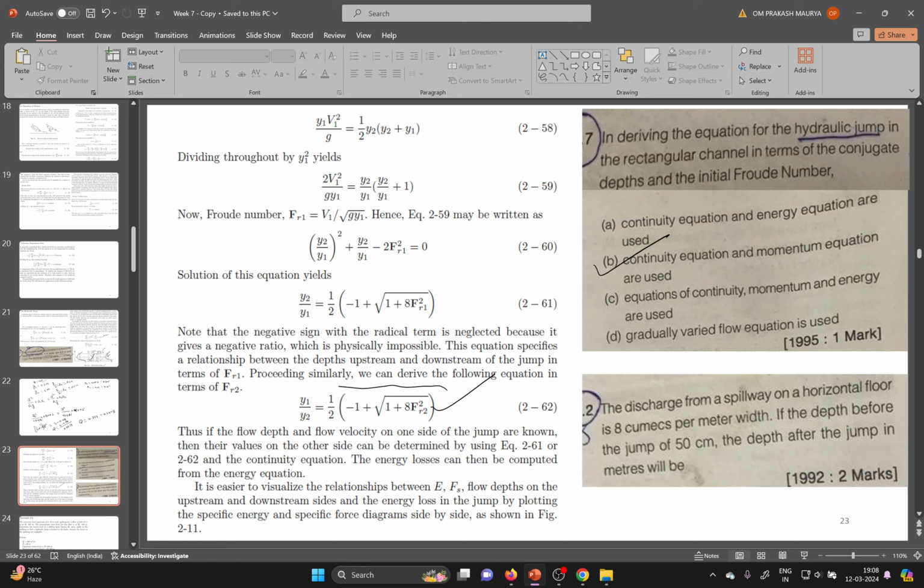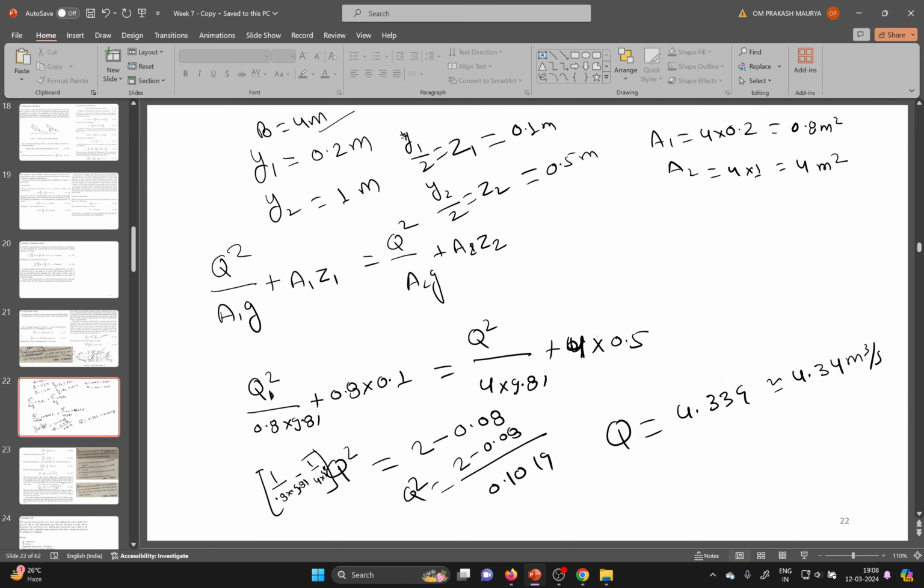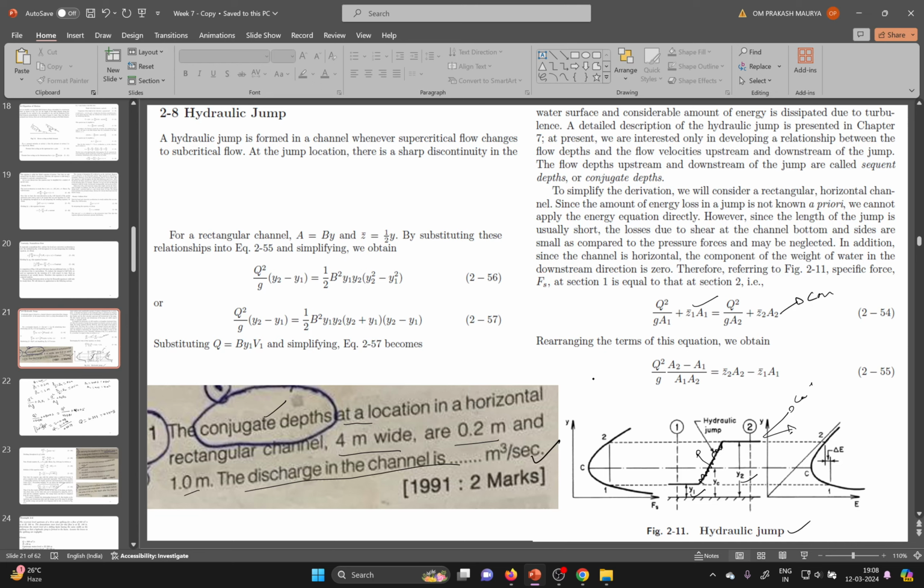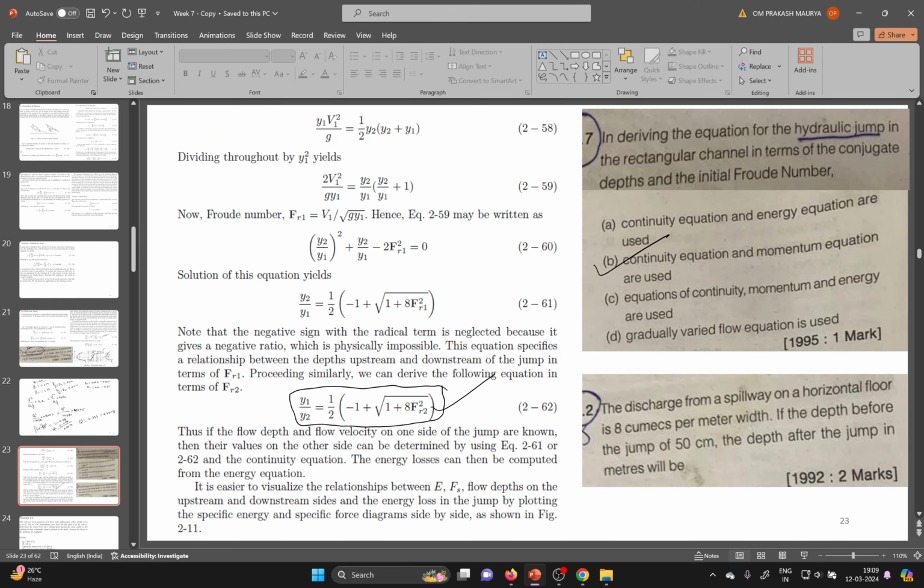This expression comes when you solve the above equation. If you arrange it, y2 and y1 are there, because if you put A1 as b y1 and A2 as b y2, you will get the equation like this. So your y1 is equal to this expression. This expression is the ratio of your conjugate depths.